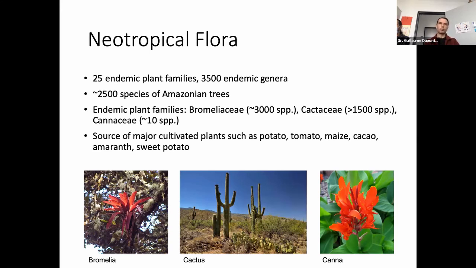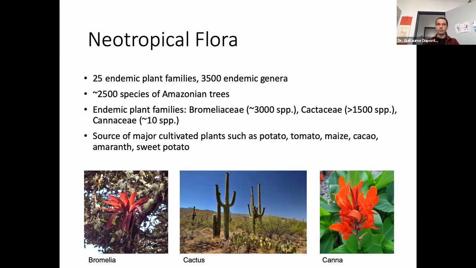What we have here are similar-looking species, the euphorbias. So there are no Cactaceae in Europe or in Africa, naturally. And we have most relevant cultivated plants coming from America.